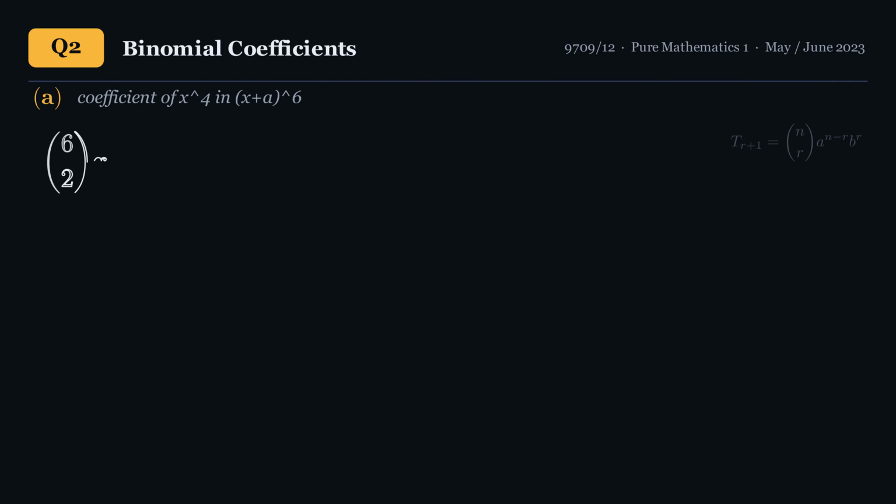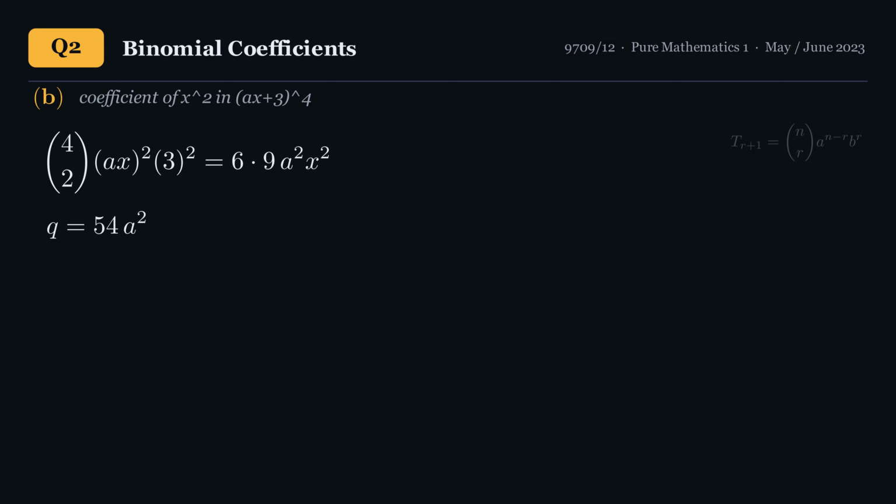In (x plus a) to the 6, the x to the 4 term uses r equals 2. 15 a squared is the coefficient, so p equals 15 a squared. Now find q from the second expansion. Part B. Find the coefficient of x squared in (ax plus 3) to the 4. In (ax plus 3) to the 4, the x squared term uses r equals 2. 6 times 9 a squared gives q equals 54 a squared.